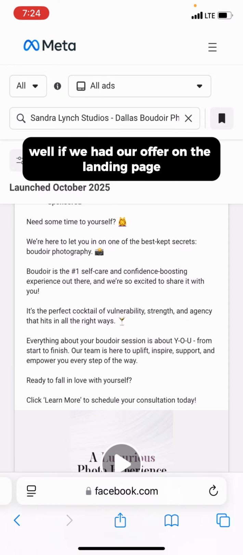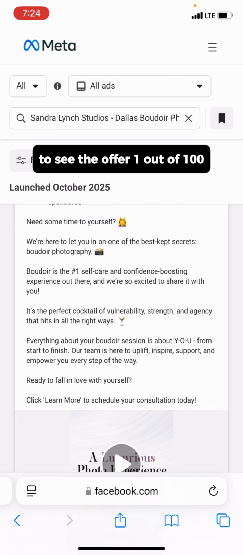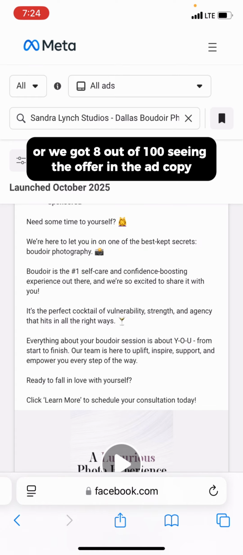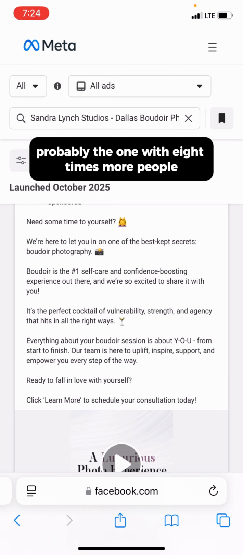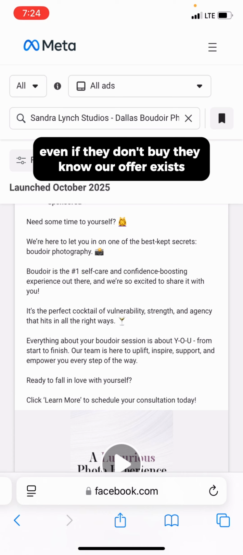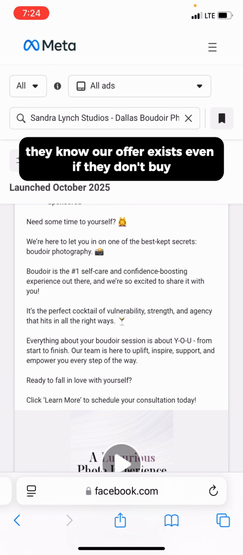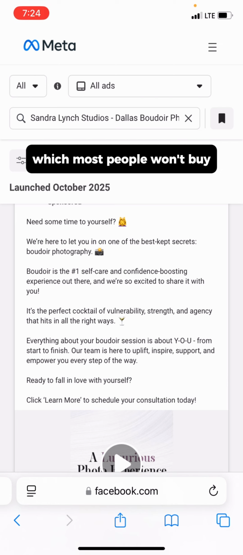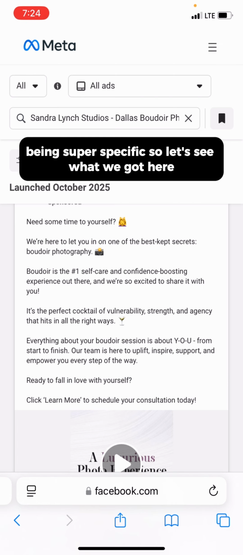Well, if we had our offer on the landing page, CTR link's only going to be 1%. So we've got 1 out of 100 clicking through to see the offer, or 8 out of 100 seeing the offer in the ad copy. Which one's going to get more sales? Probably the one with 8 times more people seeing what we've got. And even if they don't buy, they know our offer exists. It's sitting there somewhere in their brain, even if they don't buy, which most people won't. So we still implanted our offer into their brain, being super specific.